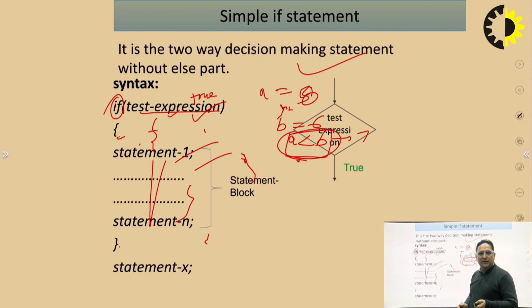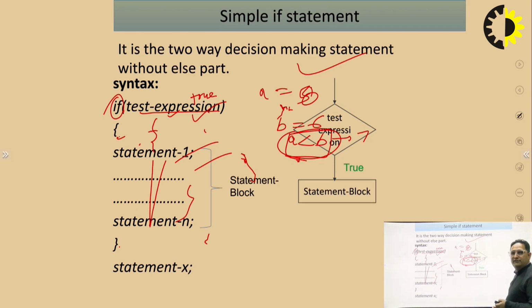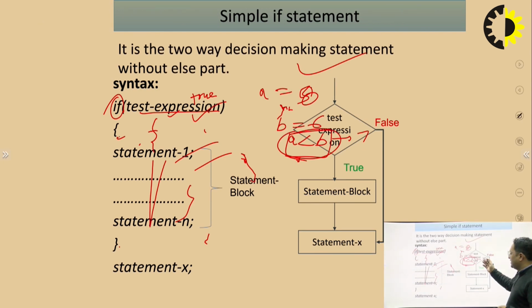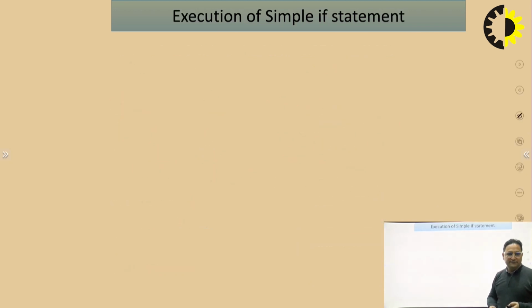So let's have a quick look at the flow of if and else instructions as a diagram. Here you have a test expression, and if it is false, then this statement will get executed. If it is true, then the statement blocks within the if get executed. So it's a simple flow diagram of if.